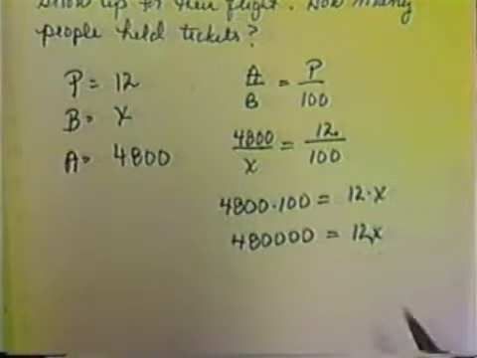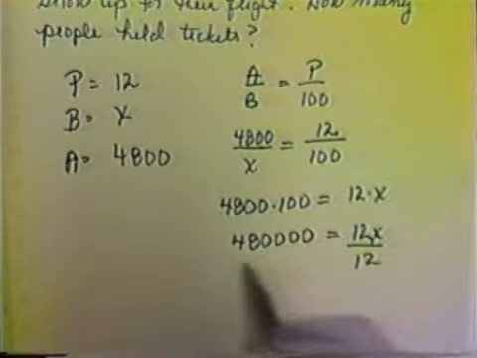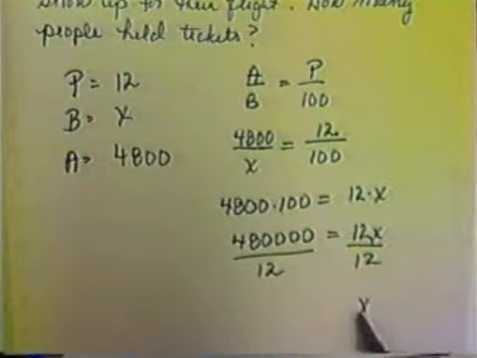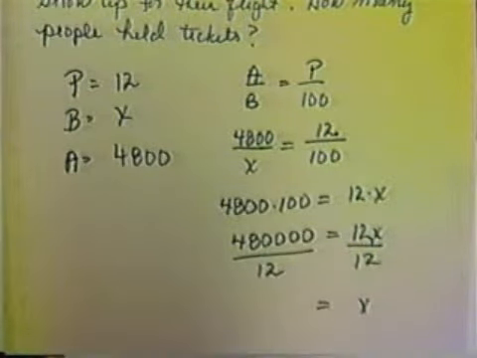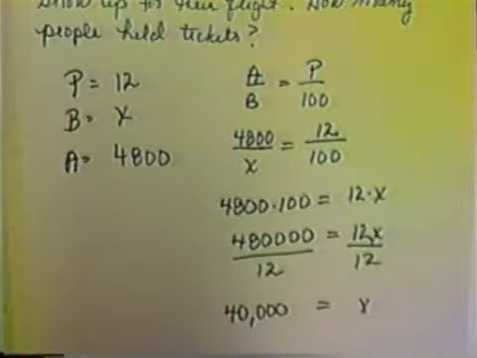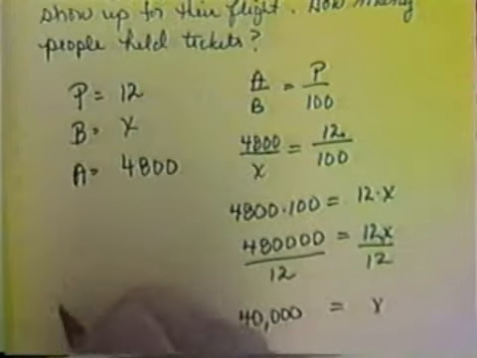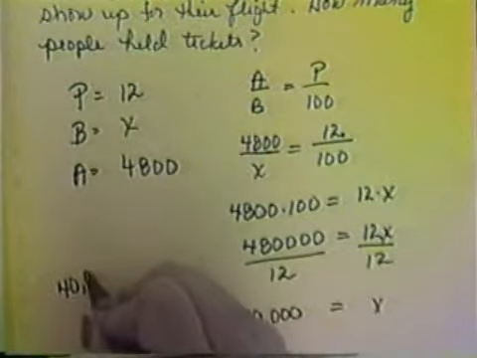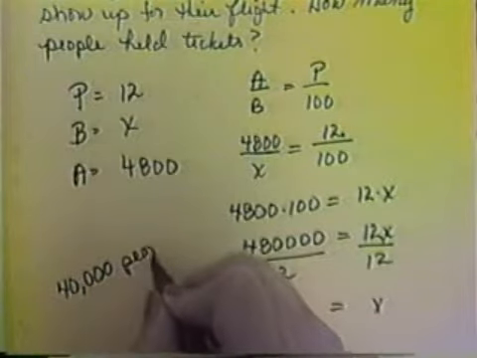Okay. Now what we want to do is divide both sides by 12. 480,000 divided by 12 is going to give us 40,000 passengers. There's 40,000 people that held tickets. X represented how many people held tickets, so that means that 40,000 people held tickets.